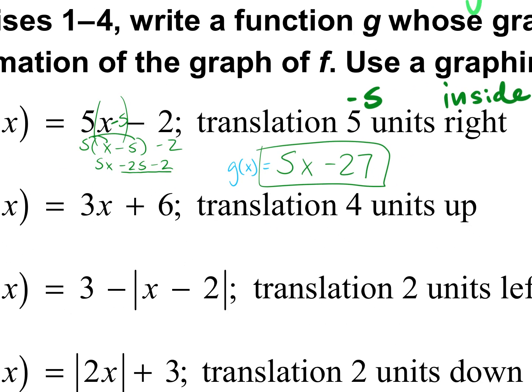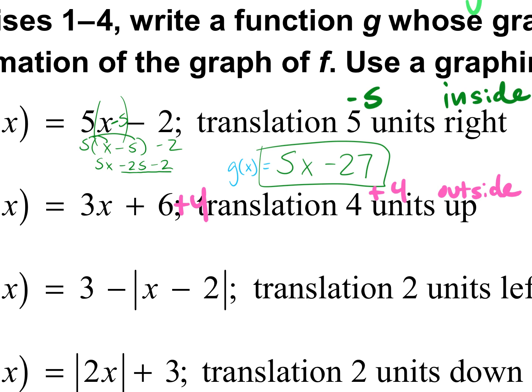A translation 4 units up. Up happens inside or outside? Outside. And are we adding 4 or subtracting 4? Adding. Up means that we add 4 to the outside. So I just add 4 to the outside. And combine like terms if we have them.